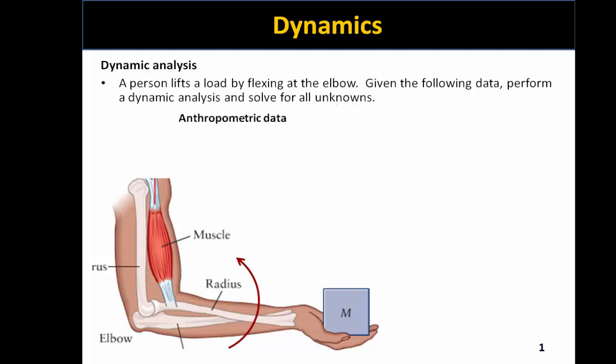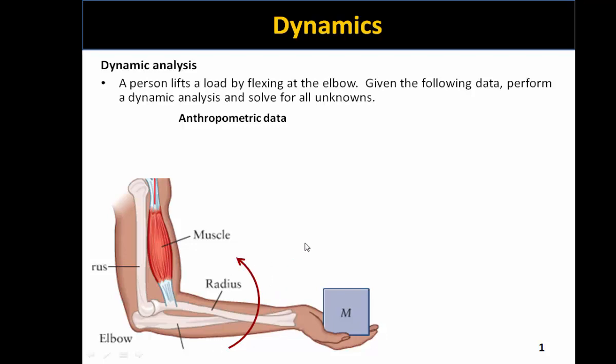And so our example here is a person performing an elbow flexion maneuver. They're lifting a particular weight. However, in our example, we are going to ignore the weight. And so we're just going to pretend that the person's performing elbow flexion without holding anything in the hand. And this arrow indicates the direction of the movement, the presumed direction of the movement.